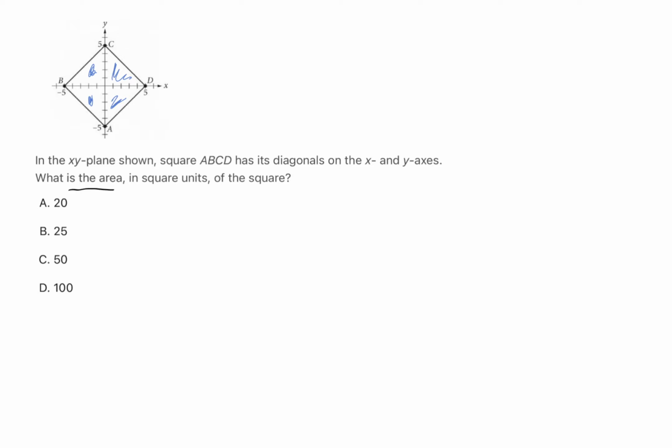So what is the area of one triangle? The area of a triangle is going to be equal to 1/2 base times height. The base is the x value, which is 5, and the height is the y value, which is 5. And so this is going to be 1/2 times 5 times 5, which is 1/2 times 25, which is going to be 12.5.